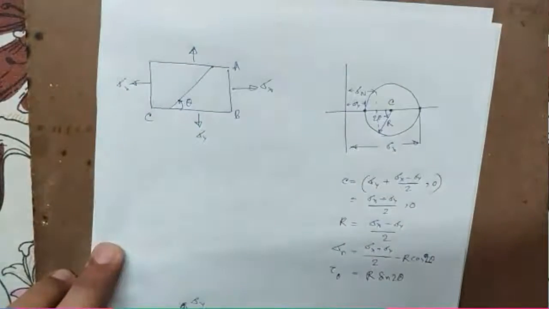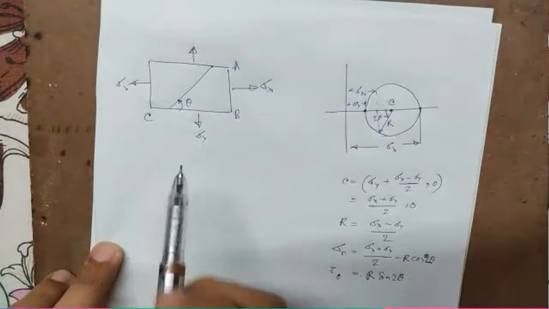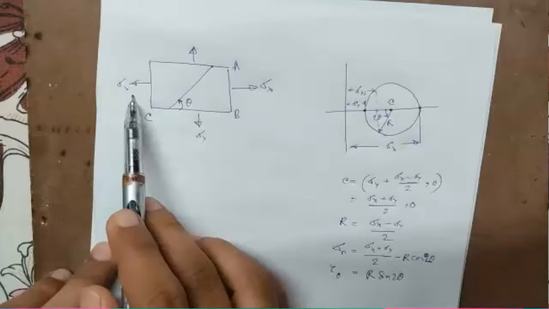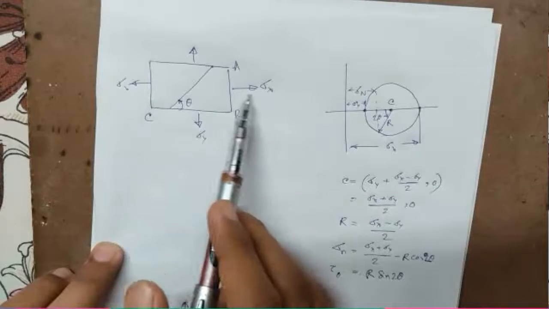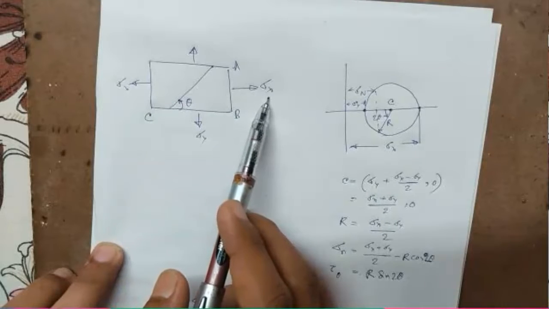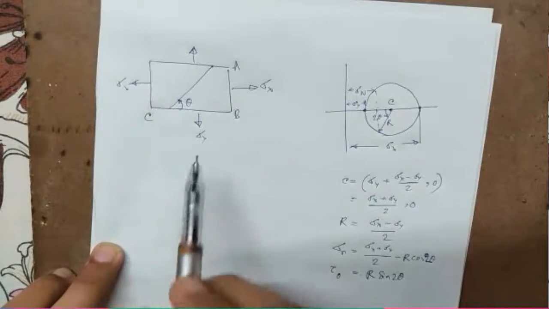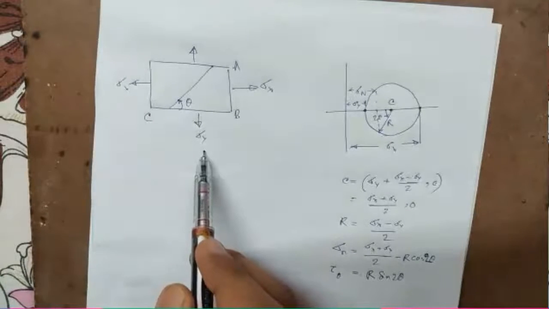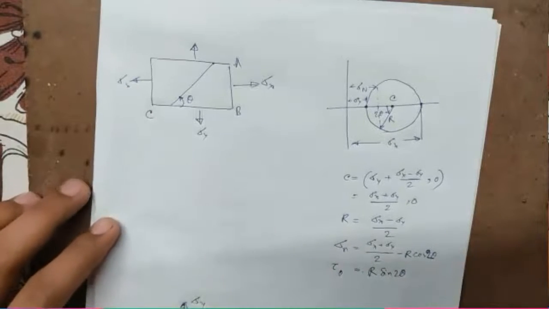Let us have BC here. Now you see the stress condition. There are two stresses: horizontally in the x direction, sigma x, and vertically along the y direction, sigma y. Both are tensile.